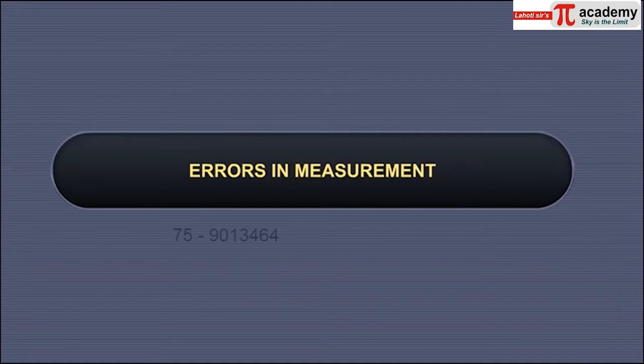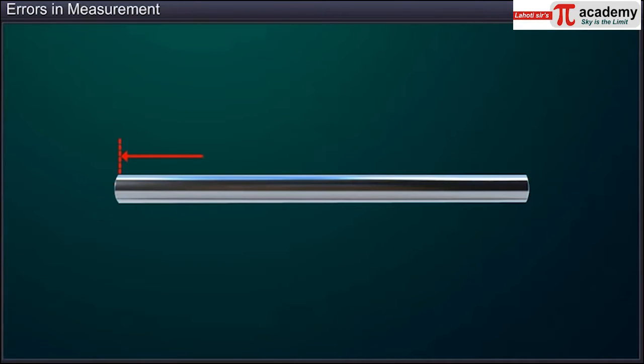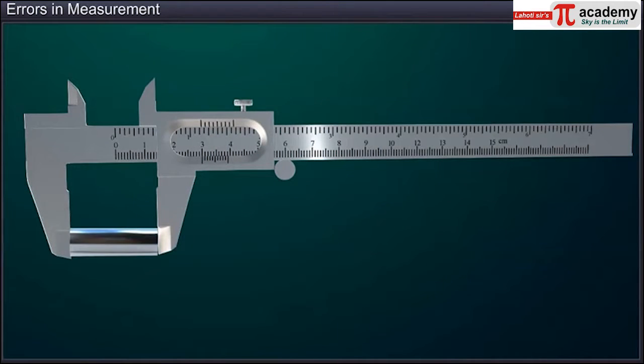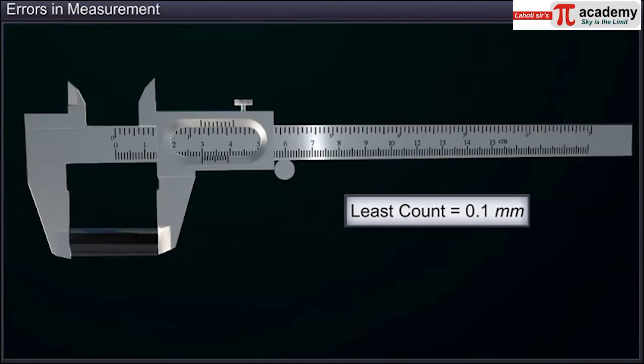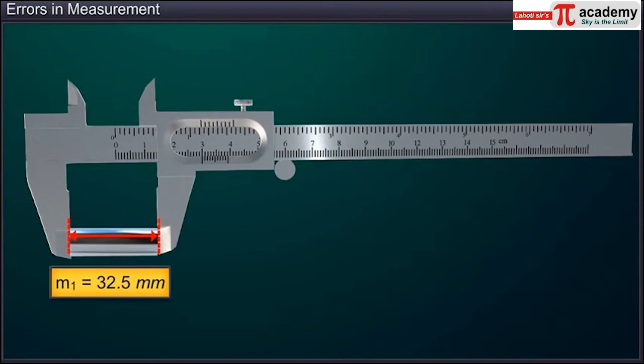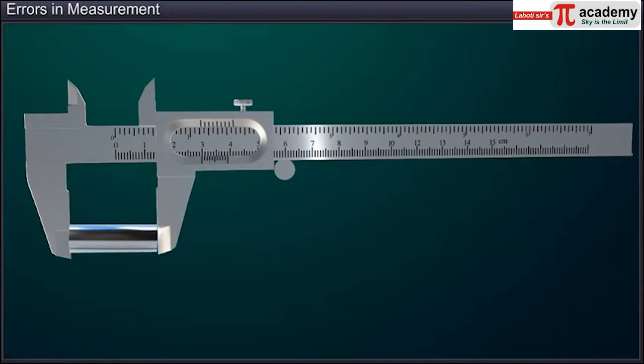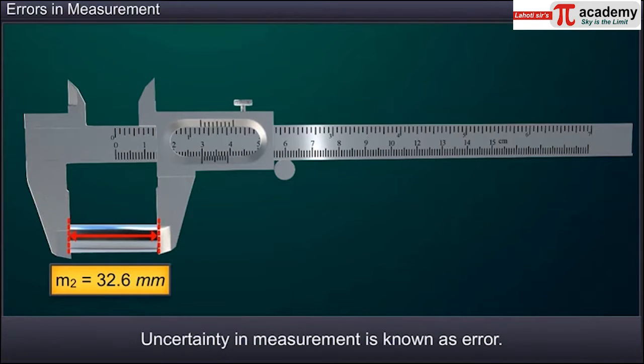In this module, you will learn about errors in measurement. Consider an object whose actual length is 32.56 mm. Measure it with an instrument that has a resolution of 0.1 mm. The measured value is 32.5 mm. When you measure the same object again with the same instrument, the length is found to be 32.6 mm. This variation or uncertainty in measurement is known as error in measurement.